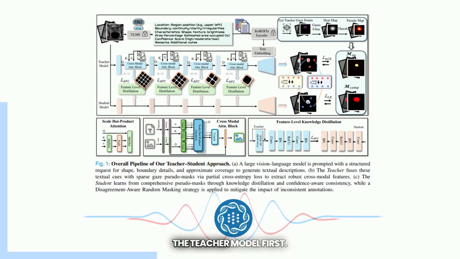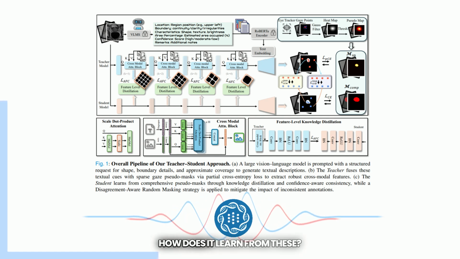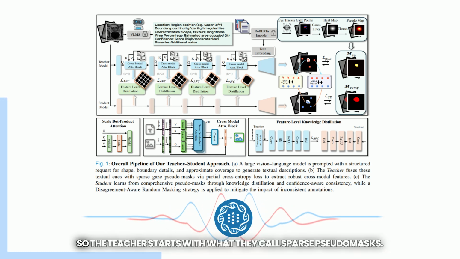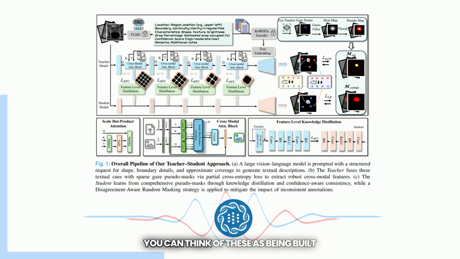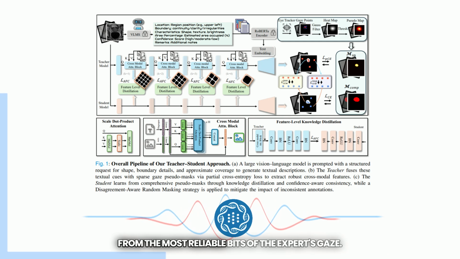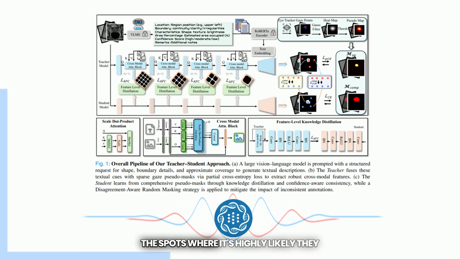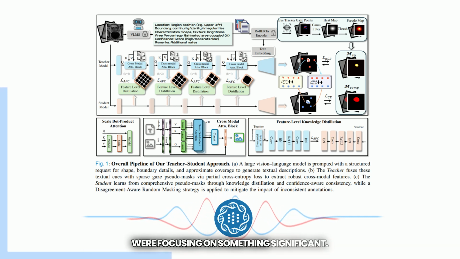Okay, let's unpack that. The teacher model first. How does it learn from these less than perfect inputs? So the teacher starts with what they call sparse pseudo-masks. You can think of these as being built from the most reliable bits of the expert's gaze. The high confidence points, where they really looked hard. Pretty much, yeah. The spots where it's highly likely they were focusing on something significant.